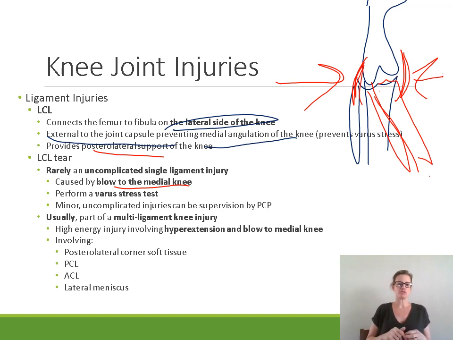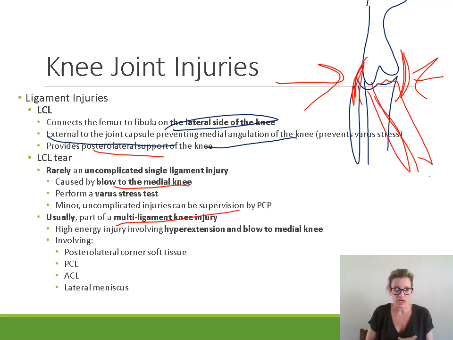Usually when the LCL is torn, it's because of some bigger high energy blow that results in a multi-ligament knee injury. So some high energy force that involves hyperextension of the knee combined with a blow to the medial knee ends up tearing multiple different structures back in that posterolateral segment of the knee.